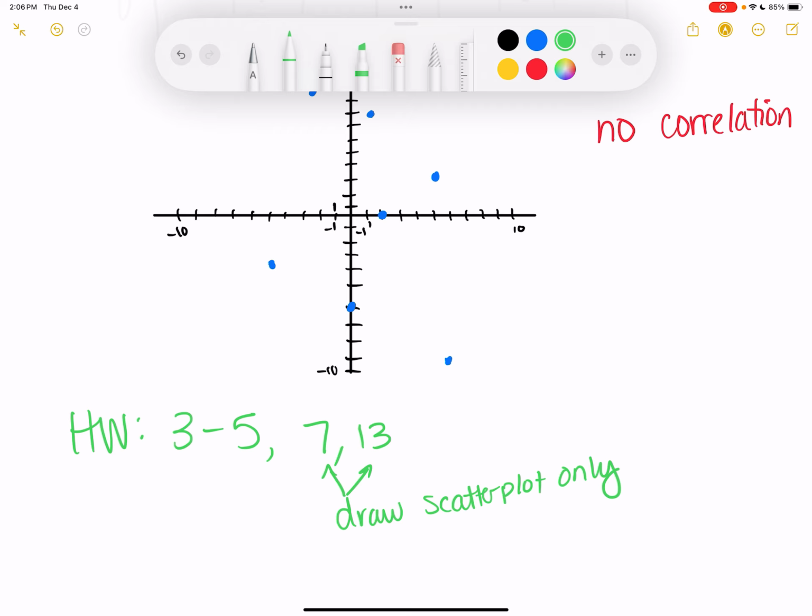Do we only have to do 3 through 5, 7 and 13? That's it. I mean, I can find some more for you if you want it. I can give you the hardest problem in this section.